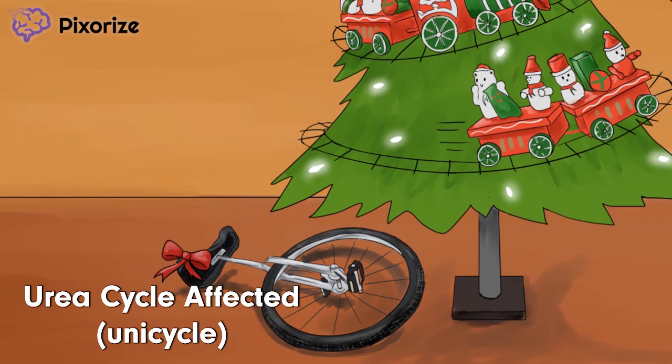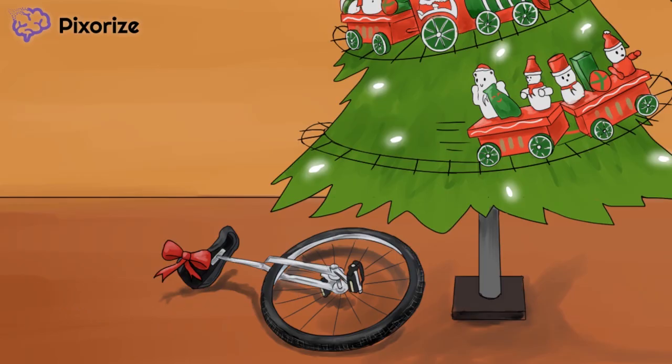This unicycle also happens to be our symbol for the urea cycle, since both start with the letter U and end with cycle. Ornithine transcarbamylase deficiency is the most common disorder of the urea cycle, a fact you can remember by just picturing this unicycle.